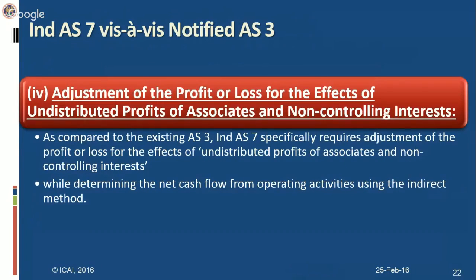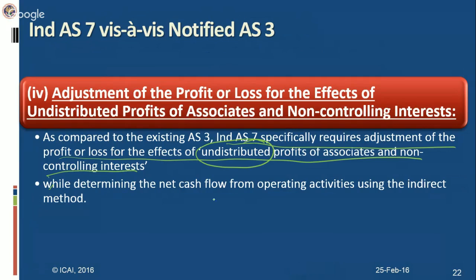Come to the fourth difference. Adjustment of the profit or loss for the effects of undistributed profit of associates and non-controlling interest. What is associate? All of us are aware about it from AS 23. What is the definition of associate? I'm not going to go into that definition. Non-controlling interest, all of us are aware. Controlling means you are having the interest which gives you the controlling right. But here we are talking about non-controlling. So Ind AS 7 requires adjustment of the profit or loss for the effects of undistributed profits of associates and non-controlling interest. This AS requires you to adjust for not only distributed profits but undistributed. This is something which is different from our existing AS 3. You have to remember this.